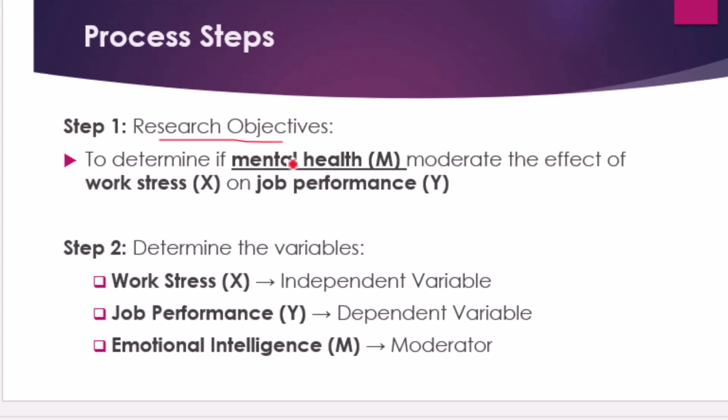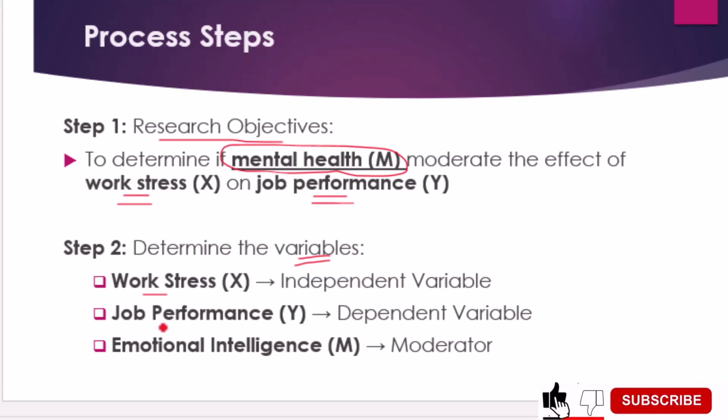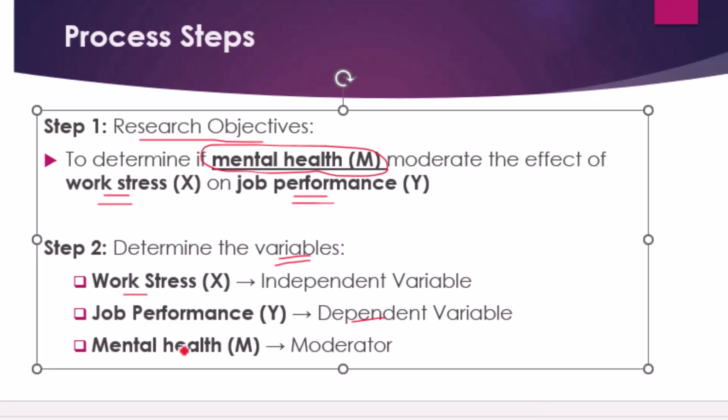So the objective is to determine, does mental health moderate the relationship between work stress and job performance. The next step is to determine the variables of the study. We have three variables in this study. The first one is work stress, our independent variable. Then we have job performance, which is our dependent variable, and then mental health, which is our moderating, or moderator, variable.